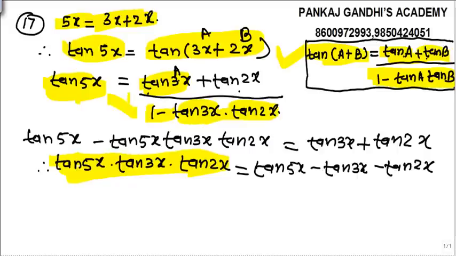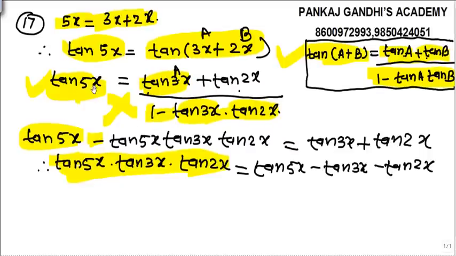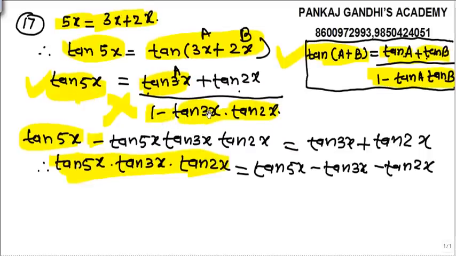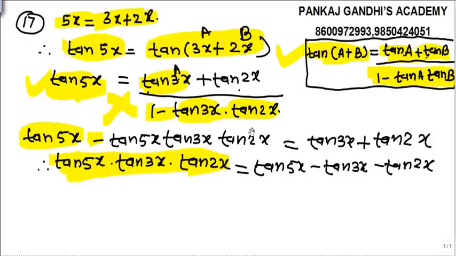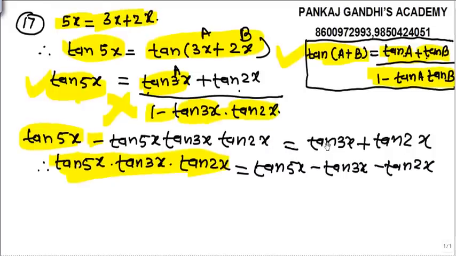Now the next step must obviously be cross multiplication. So tan 5x minus, this tan 5x and this tan 3x, this tan 5x into this 1, it will become tan 5x minus tan 5x, tan 3x, tan 2x is equal to tan 3x plus tan 2x.